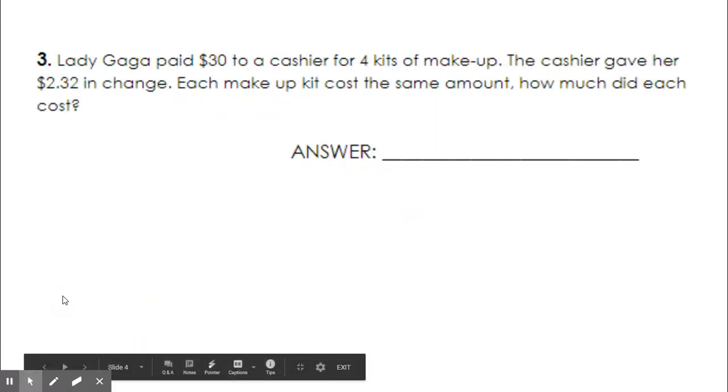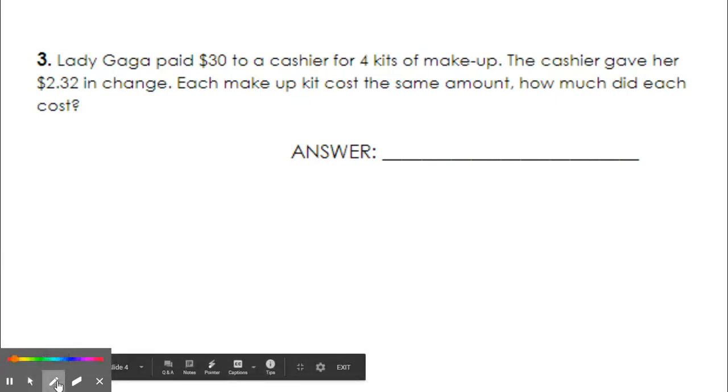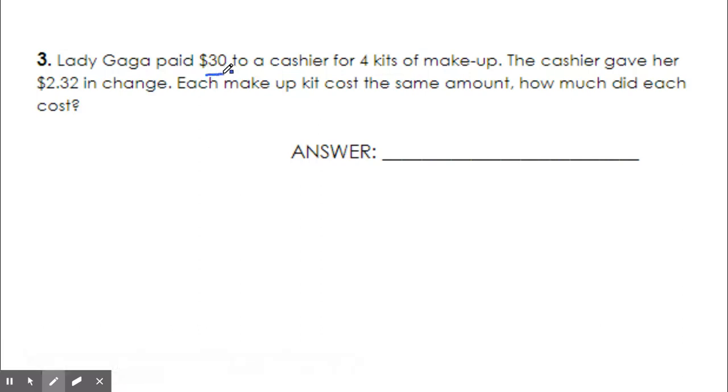Number 3, Lady Gaga paid $30 to a cashier for 4 kits of makeup. The cashier gave her $2.32 in change. Each makeup kit cost the same amount. How much did it cost? Well, first we need to figure out how much she spent on the makeup kits. So if she gave them $30, but they gave her $2.32 in change, we're going to subtract those.